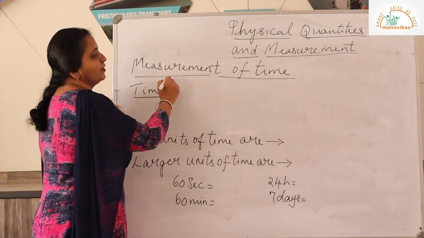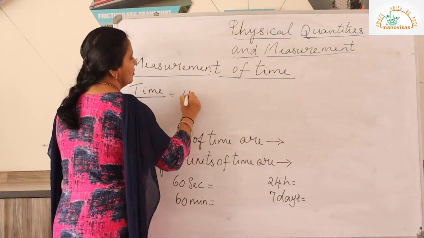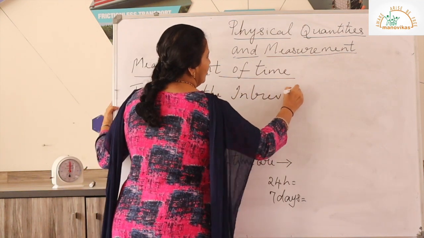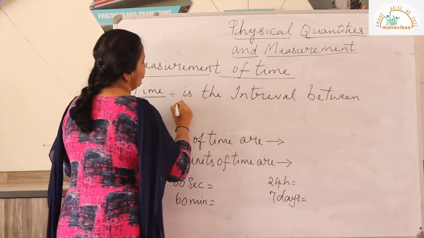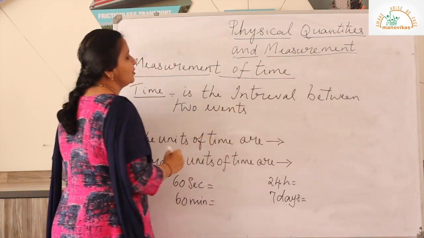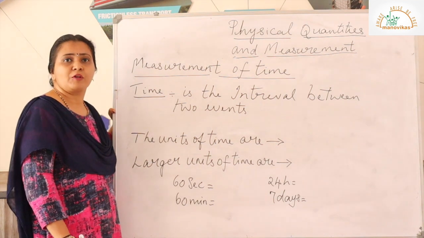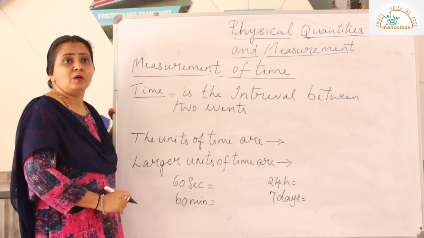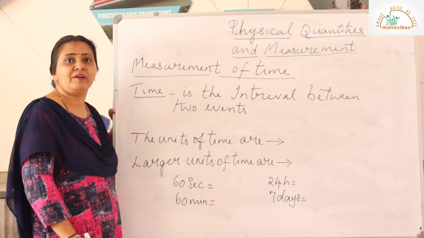Let us start with measurement of time. What is time? Time is the interval between two events. In olden days, people used water clock, sundial, etc. to measure time. But with the invention of clocks, the measurement of time became very accurate.